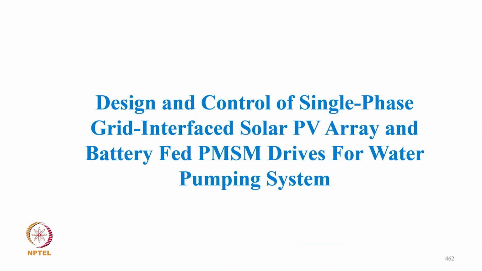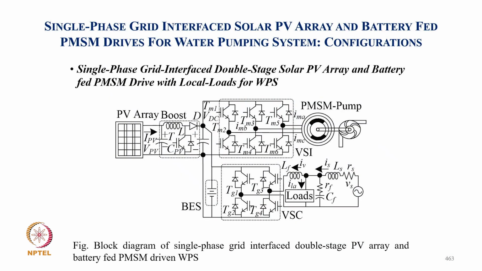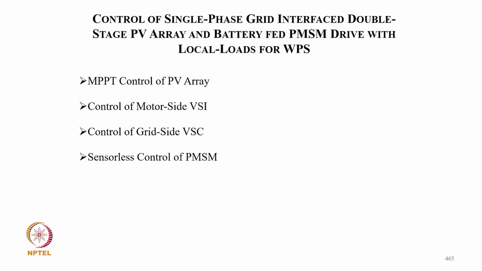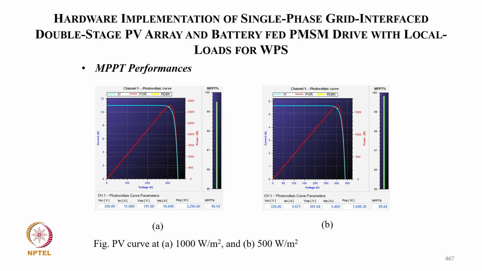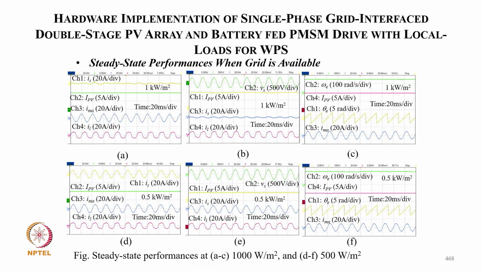And then coming to design control of single phase grid interface solar PV array, battery fed. So here we have a battery which is smoothing the power of PV variation, load variation, as well as the grid availability and non-availability. So you get uninterrupted operation of the water pump. So these are of course the experimental setup, and these are the MPPT performance correspondingly for 1000 watt, 500 watt.